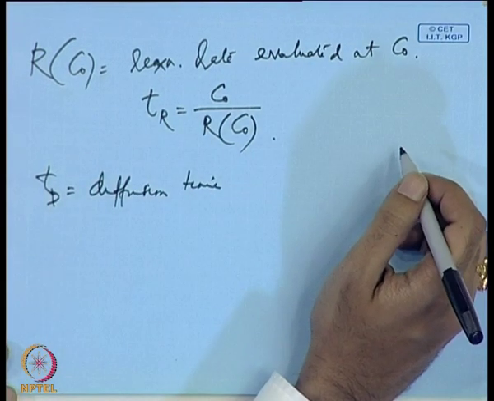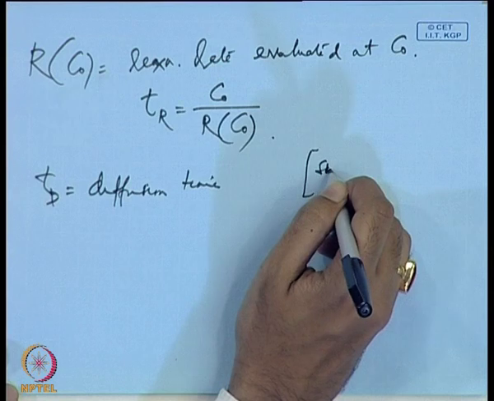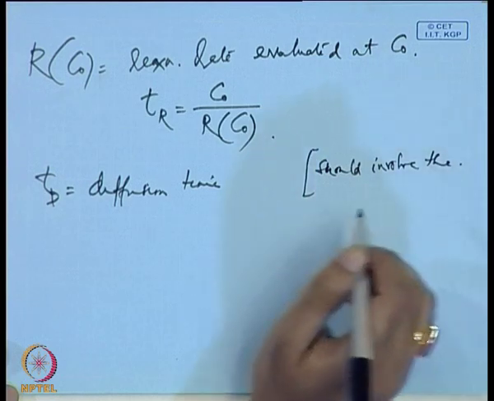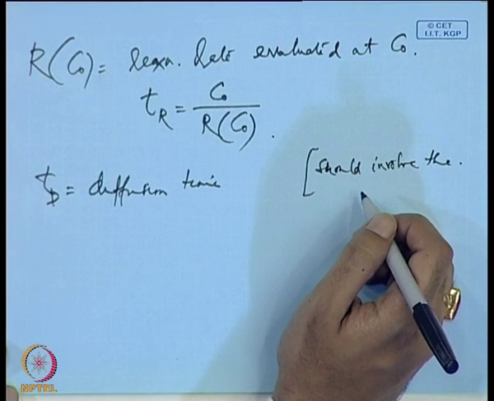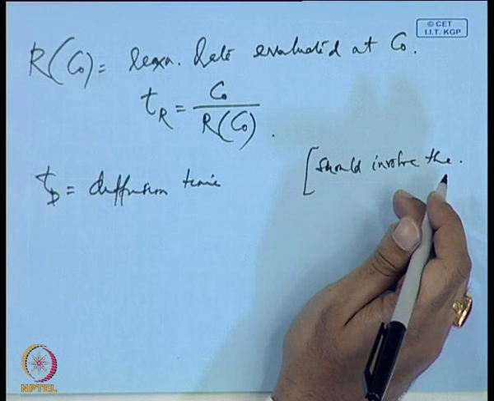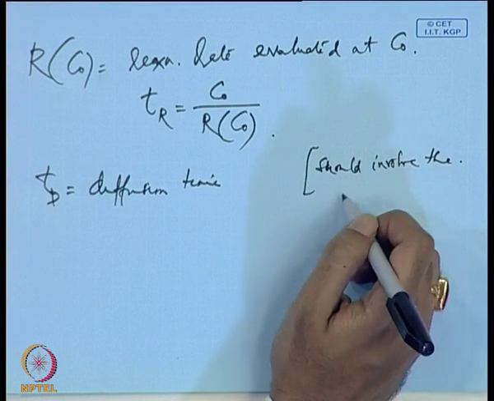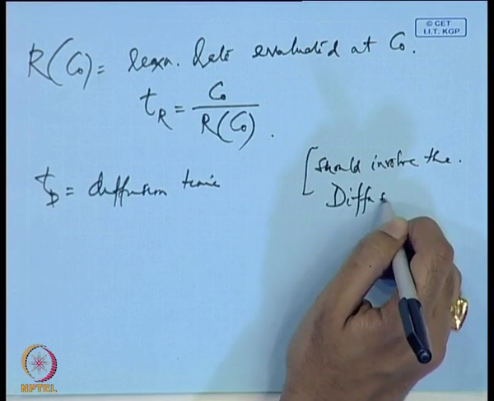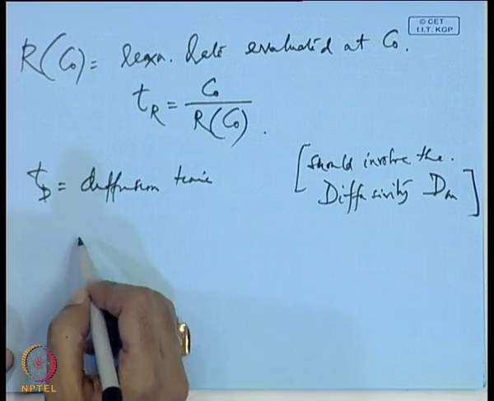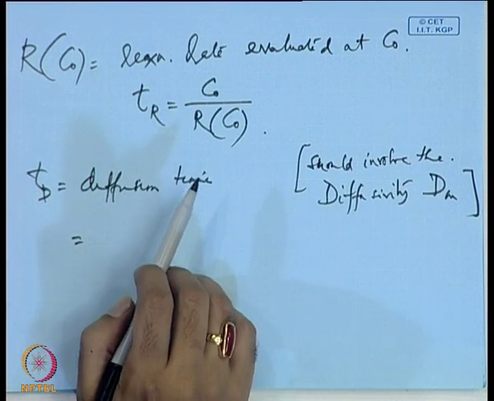So, just as reaction time involves the reaction rate, diffusion time should involve the diffusion we are talking of. So, it is specifically diffusion. Mass transfer could have convection effects and so on, but let us take the simple case of just diffusion. It should involve the diffusivity. Okay, dm, let us say molecular diffusivity. Okay. So, do you have any idea, any of you, what the diffusion time is?